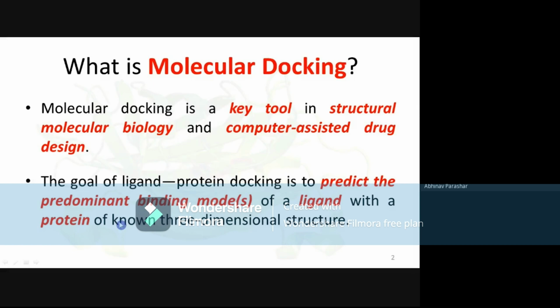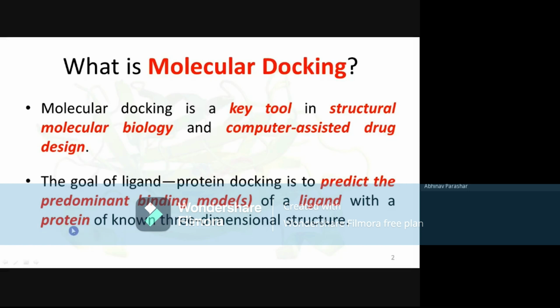What is the goal? Why are we doing molecular docking? The goal of ligand-protein docking is to predict the predominant binding modes of a ligand with a protein. So this is where we focus when we do not know exactly where the ligand binds. Now you should understand what a ligand is. A ligand is anything which goes and binds to a protein or an enzyme. It could be a substrate, an inhibitor, or an activator. Any category of molecule that interacts with the protein is called a ligand. So with molecular docking, we are trying to predict the predominant binding modes, how a ligand is binding with a protein in three dimensions.